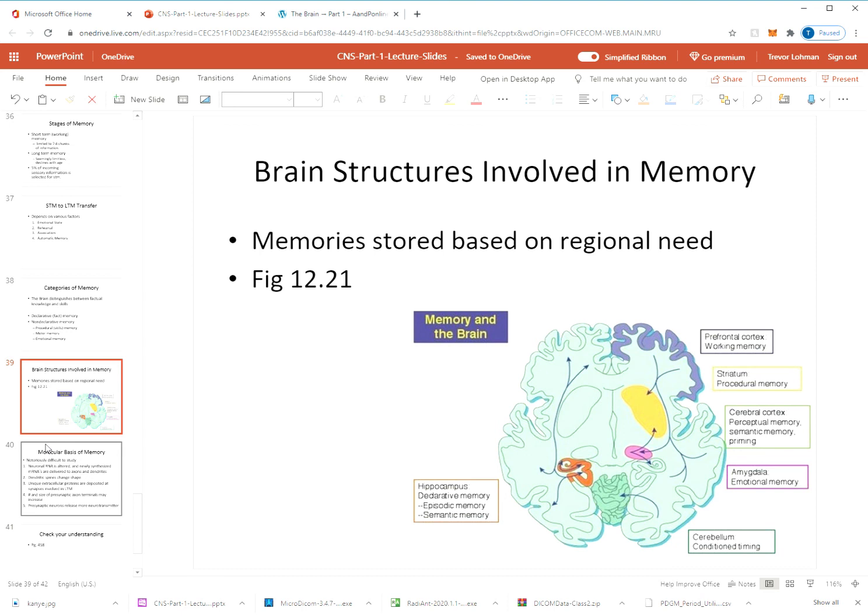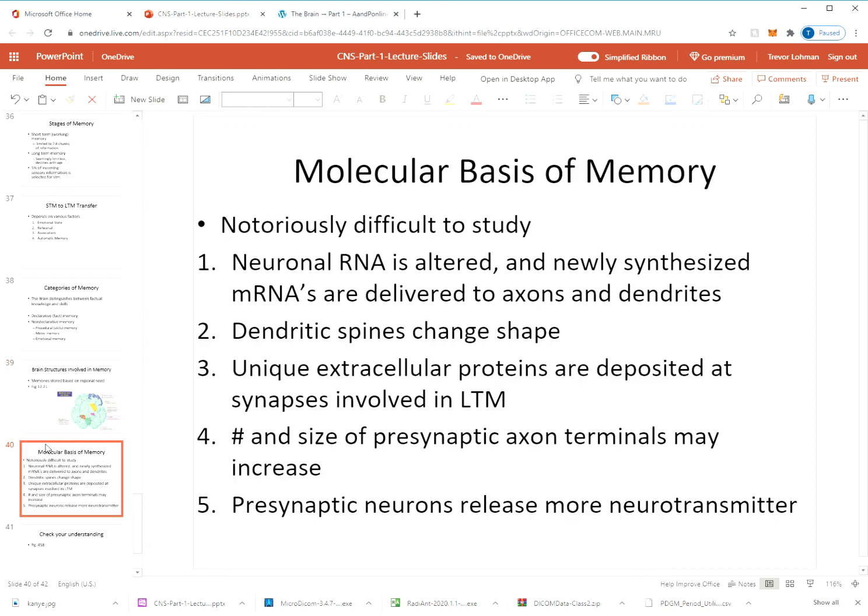Memory is stored based on regional need. So if it's a memory about how to perform a math equation, that's going to be stored most likely somewhere in your prefrontal cortex. All working memory actually is stored in your prefrontal cortex. But anyway, it's stored based on where you're going to utilize it.